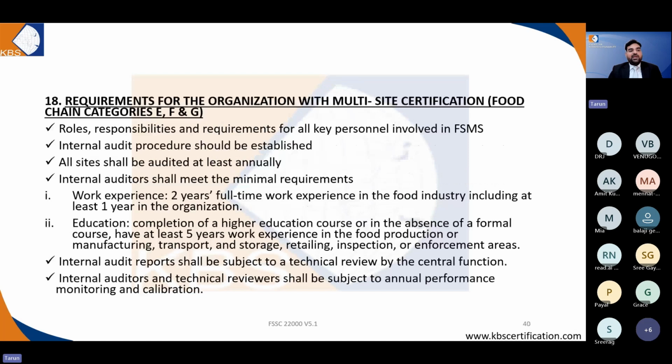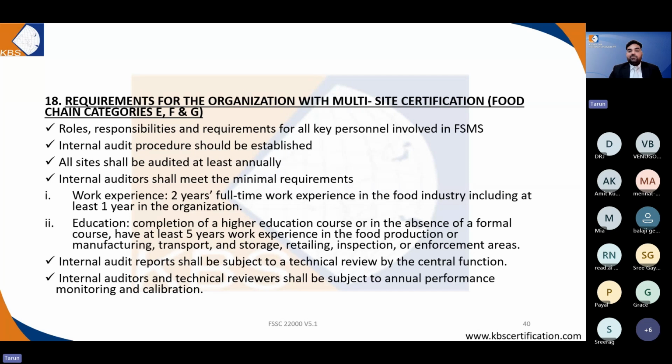Okay. Then we have additional requirement 18, that is the requirement for organizations with multi-site certification. That means if you have an organization which has multiple locations, in that case, for implementing, you need to identify roles and responsibilities for each requirement and each person. Then internal audit procedures shall be established in each location. All sites shall be audited at least annually. Internal audit is the minimal requirement. That means each site must be internally audited.